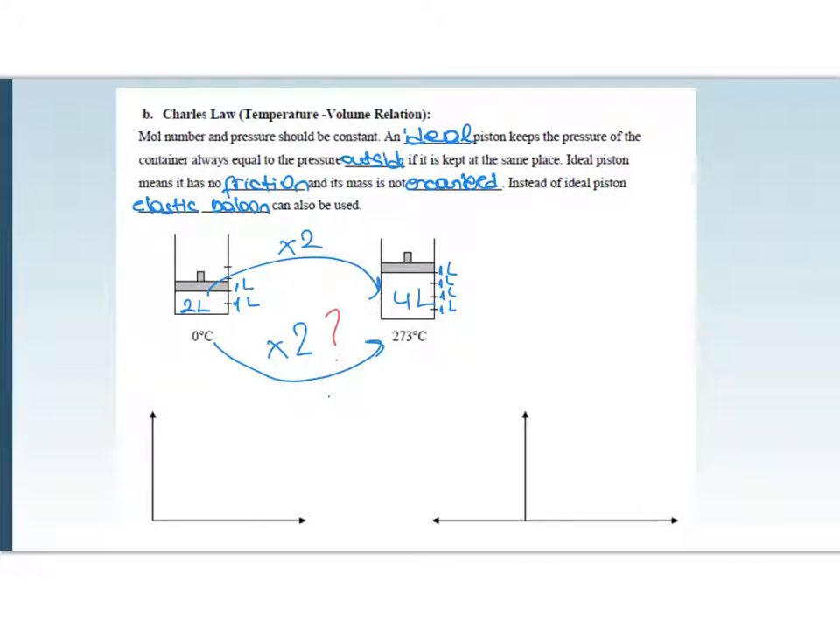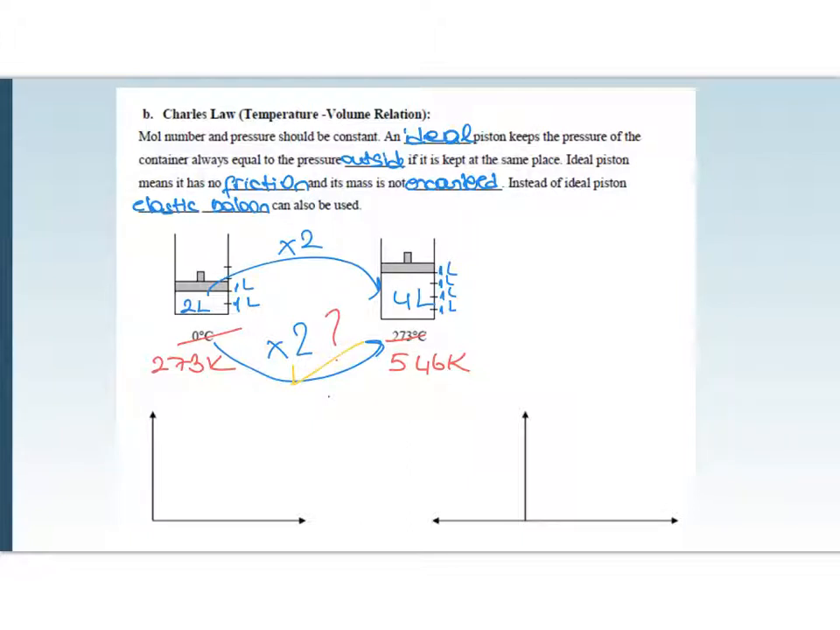When you use the temperature in these questions, you should use it in the unit of Kelvin. So let me erase this 0 Celsius and make it 273 Kelvin, and I erase this one also and use 546 Kelvin. Now, is it doubled at the moment? Yes, in the unit of Kelvin, this is doubled.